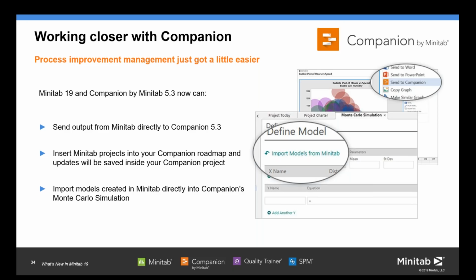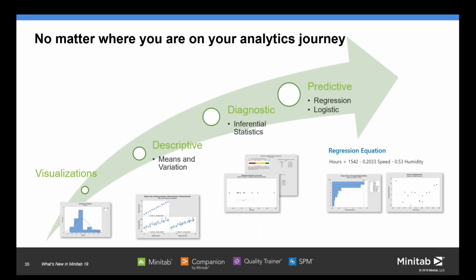We also have the ability within Companion to insert Minitab projects right into the Companion roadmap, so you don't have to leave Companion to do that. And also within Companion, we have the Monte Carlo simulation, the process optimization tool. You could actually directly import your Minitab models that you fit in Minitab 19 into Companion. So that saves you a little bit of aggravation, not having to cut and paste that stuff.